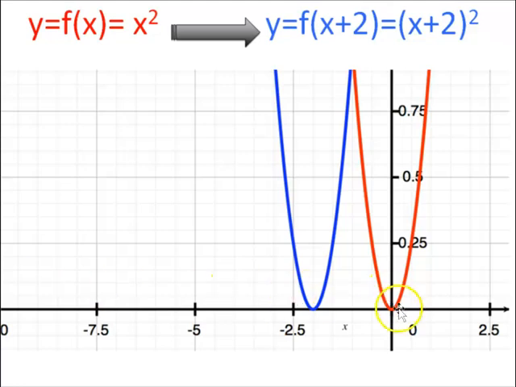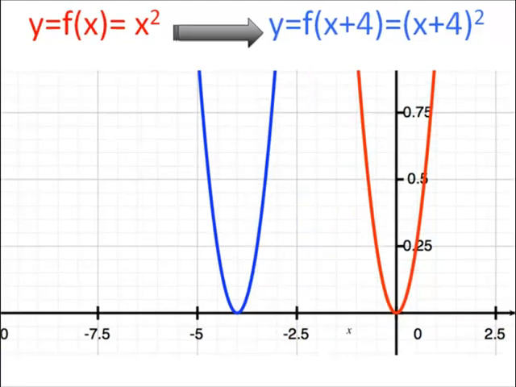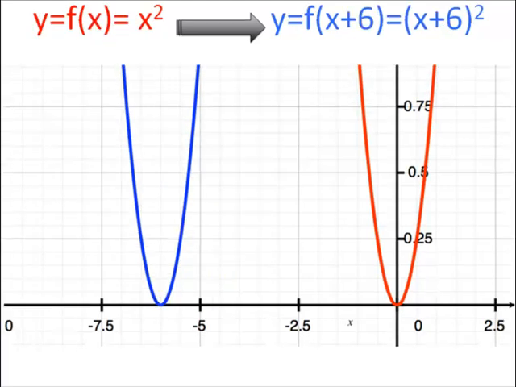So again, focusing in on the minimum point. The minimum point in this case has been moved 2 units to the left, or 2 steps to the left. x plus 3, 3 steps to the left. x plus 4, 4 steps to the left. x plus 5, 5 steps to the left. x plus 6, 6 steps to the left. Again, focus on the fact that the x plus 6 is inside the brackets. So if it's inside the brackets, we're moving left or right. It's positive, so we're moving left.